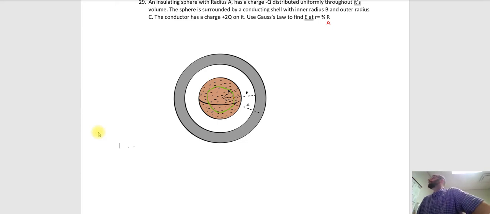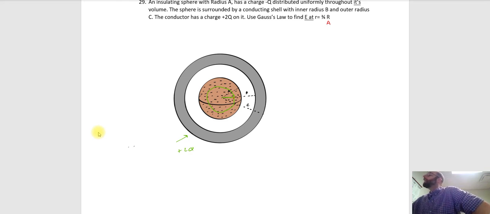Now, some other little tidbits here. It says something about a conducting shell with a plus 2q on it. So this shell is charged, plus 2q. That's the net charge on it. I'll talk about that a little bit later, I'm not going to worry about that right now. So you draw your Gaussian surface, where this radius right here is the 3/4 A.